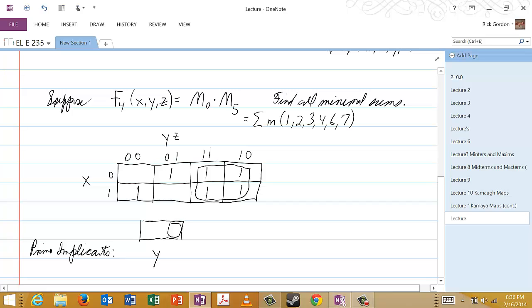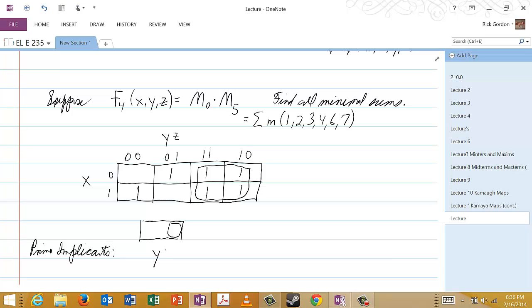And finally, what about Z? Well, Z is equal to 1 in the left column, but Z is equal to 0 in the right column. So since the value of Z is changing, it will not appear in the name for this prime implicant. So the complete name for this prime implicant is simply Y. Now, are there any other rectangular groupings of 4 one cells? And the answer is no.